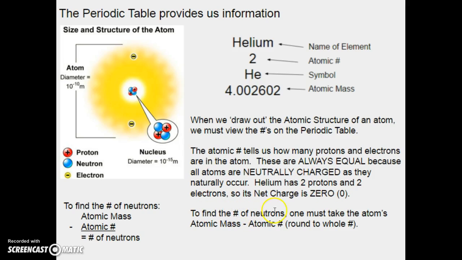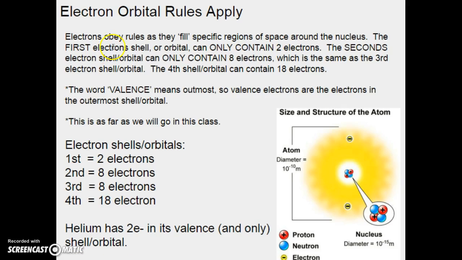To find the number of neutrons, one must take the atom's atomic mass minus the atomic number. And we can round the atomic mass to a whole number. We'll get into that here in just a second. So to find the number of neutrons: atomic mass minus the atomic number equals the number of neutrons. So let's do a little practice run.